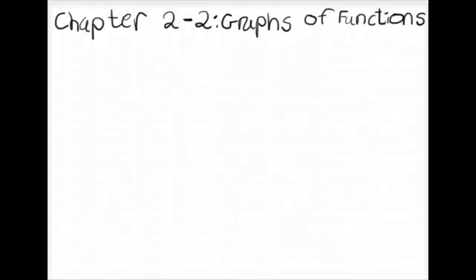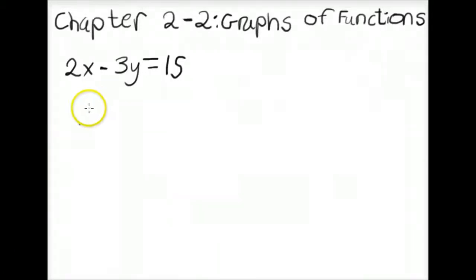So this section is from chapter 2-2 and is on graphs of functions. In the previous section we looked at the graph of 2x minus 3y equals 15. This graph can actually be more easily plotted if we get one variable in terms of the other. In this case we would want y in terms of x, so we want to get this equation to some y equals some x equation.